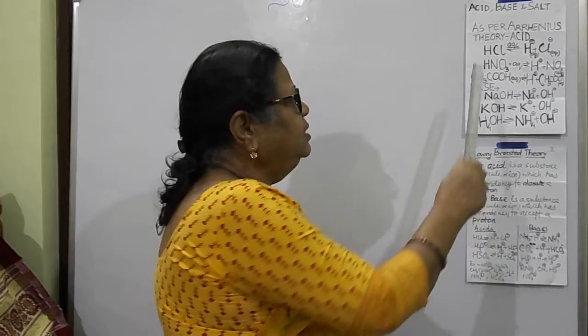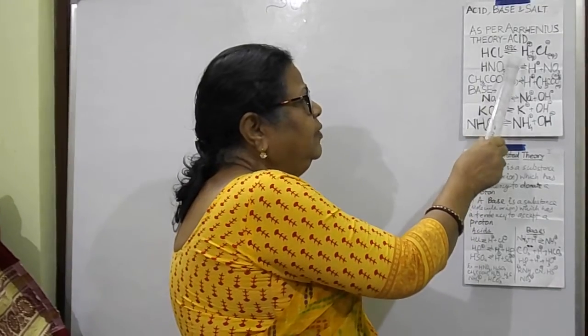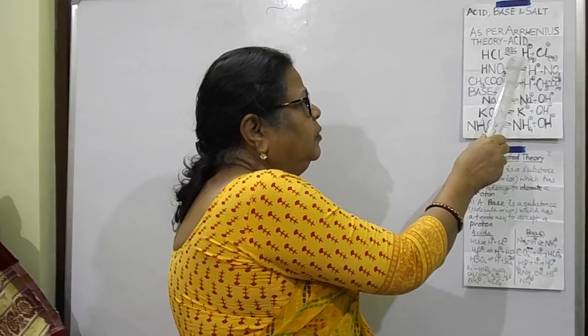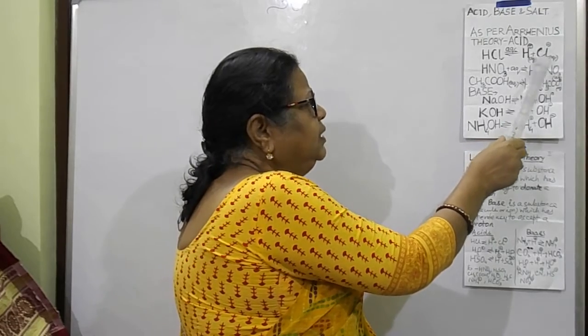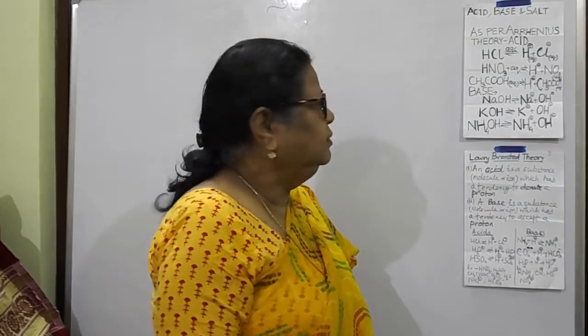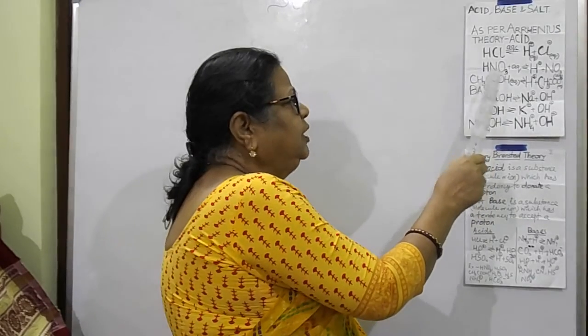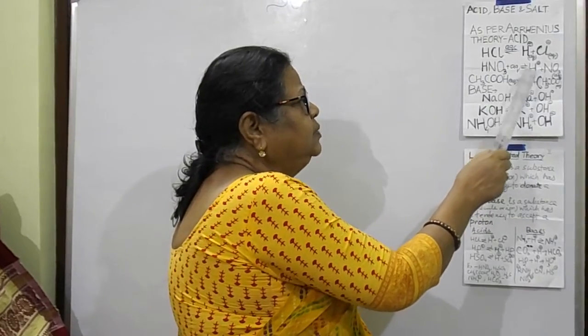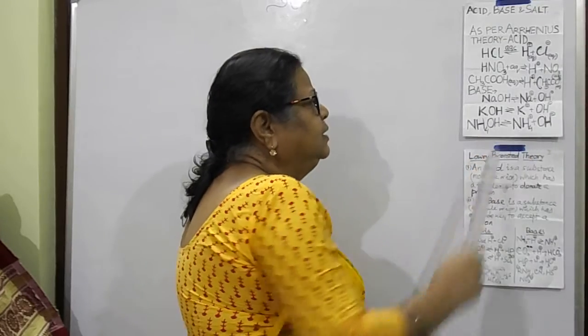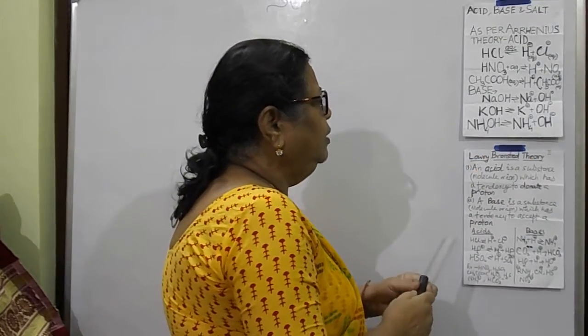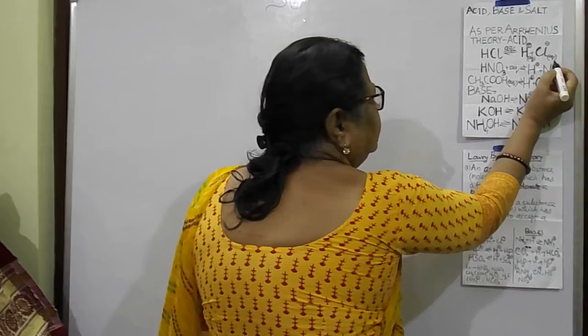So, an example is HCl, hydrochloric acid. When it dissolves in water, it gives H plus ion and Cl minus ion. The next example is HNO3, nitric acid. It also gives H plus ion and NO3 minus ion.